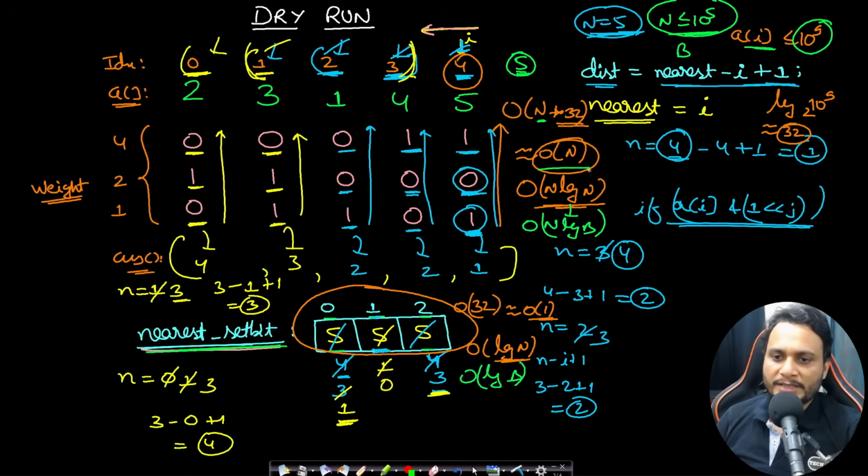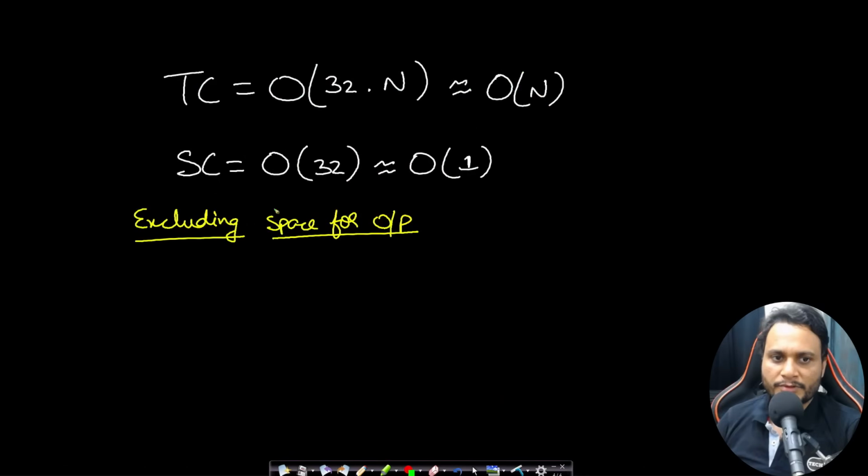So in amortized time, you see O(n) and O(1). So that's how we can say that the time complexity will be O(n), space complexity will be O(1). I hope it is clear. Let's now look at the code.